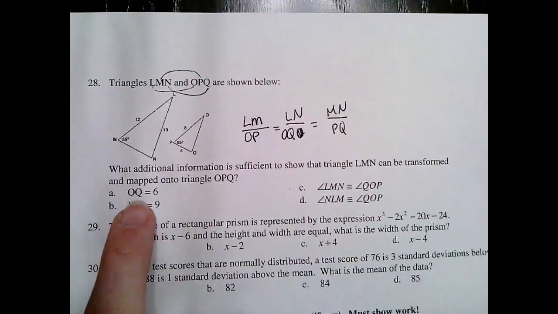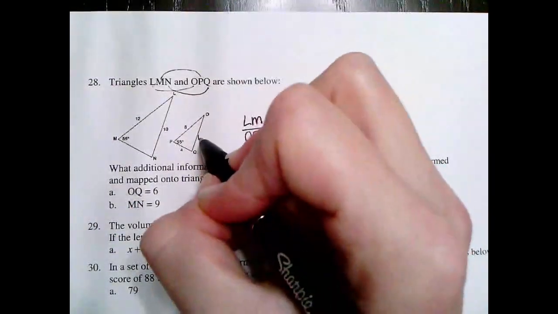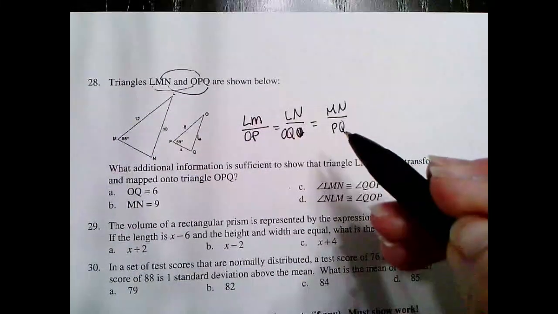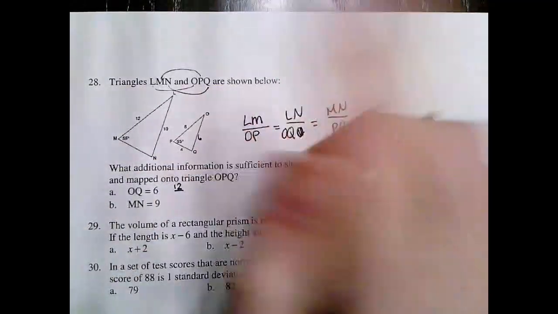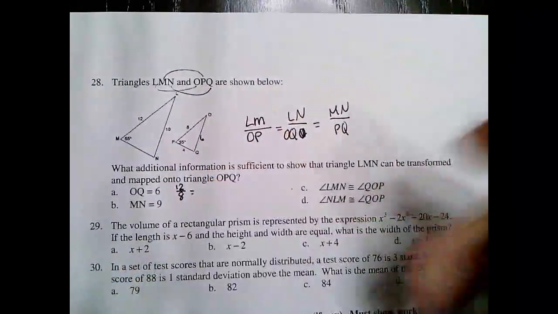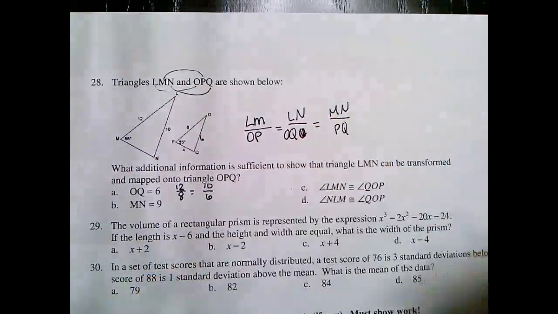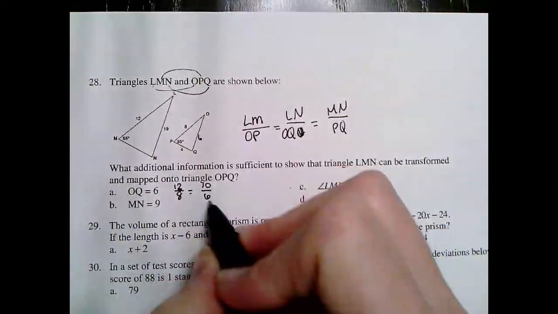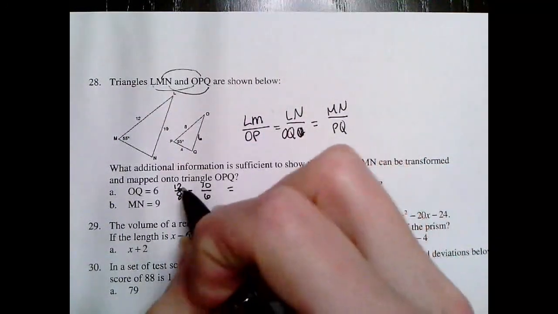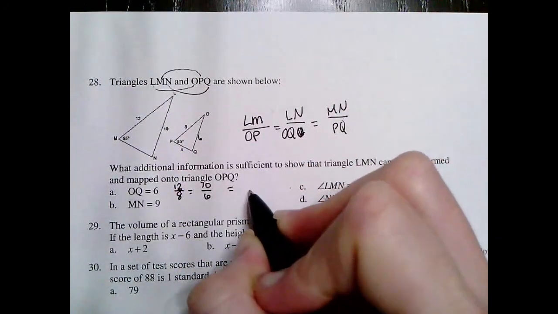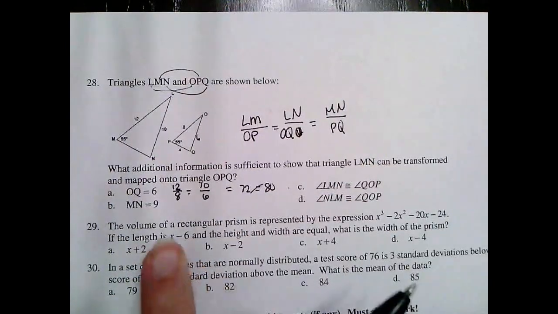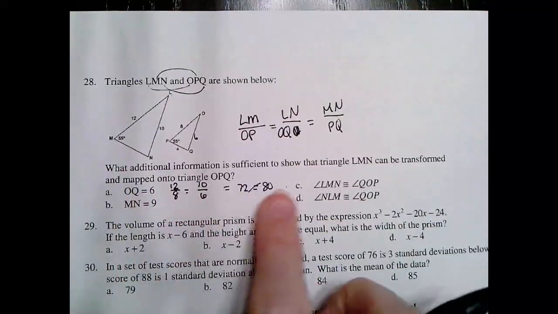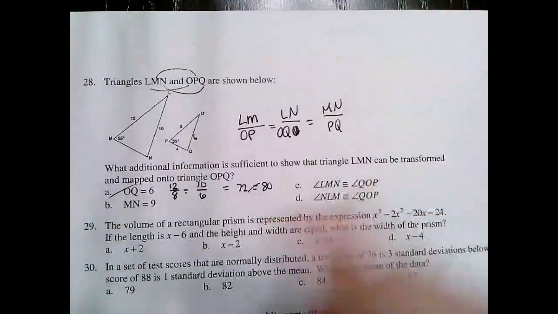So A says OQ is 6, so it's saying this side is 6. Well, let's check that with this proportion. LM is 12, OP is 8, and that needs to equal 10 over 6. If I cross multiply, I would get 6 times 12 is 72, and 10 times 8 is 80. Well, no. 6 would not work as side OQ because the proportions are not equal, so it's not A.